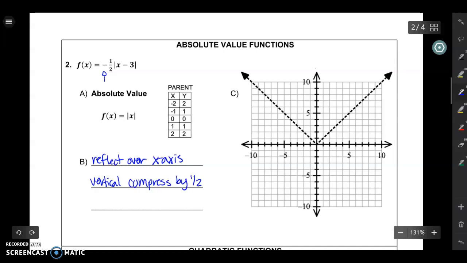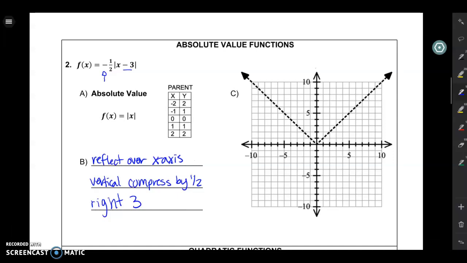And then this -3 on the inside is going to shift the graph to the right 3. Okay? So I have 3 different transformations, so I'm going to have 3 different steps when I start graphing on the right. I'm just going to do them all in a different color. So I'm going to start by doing the reflection in blue.